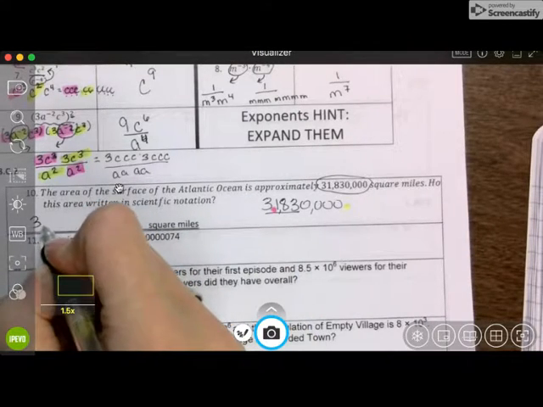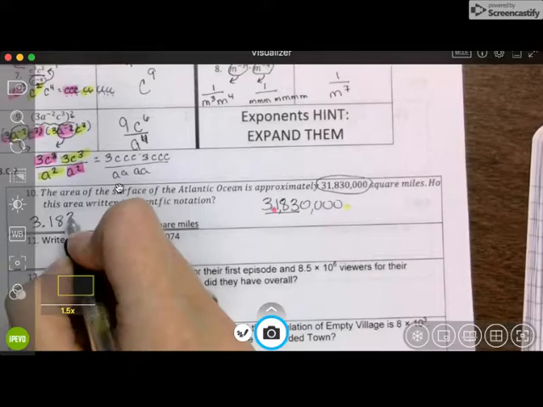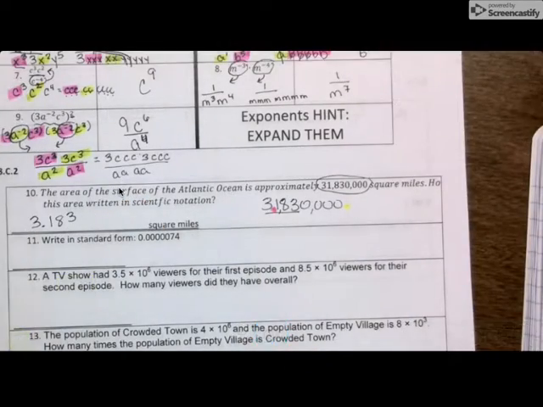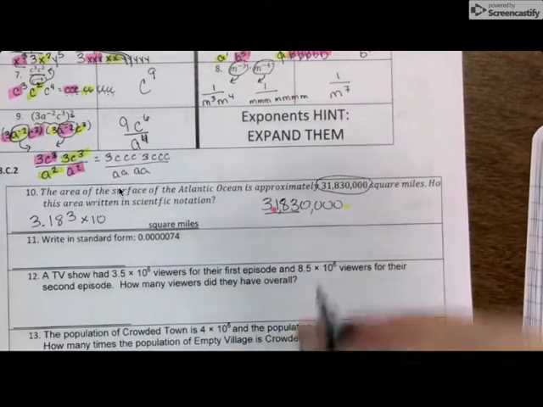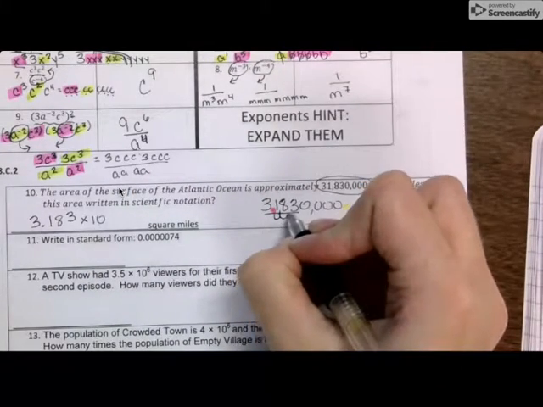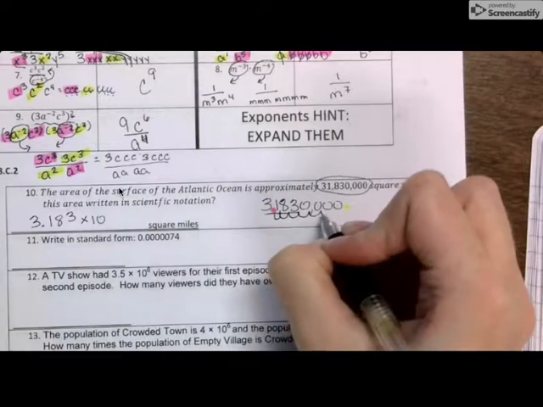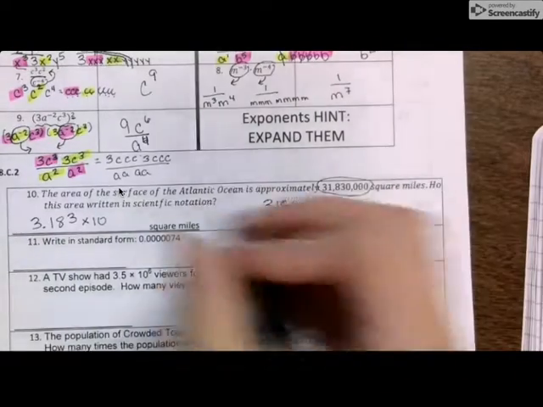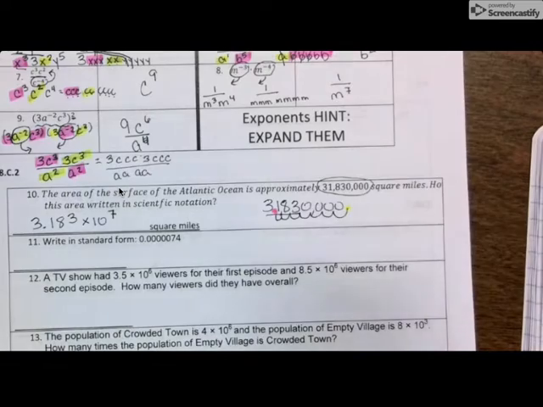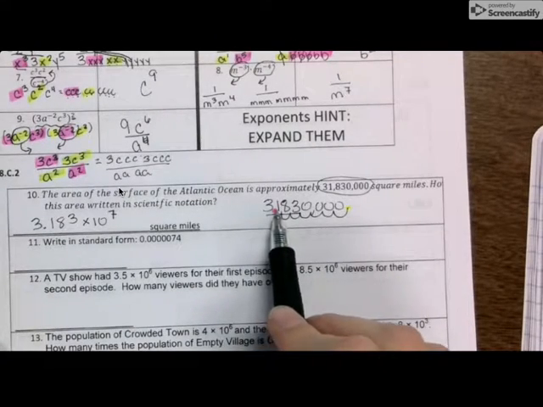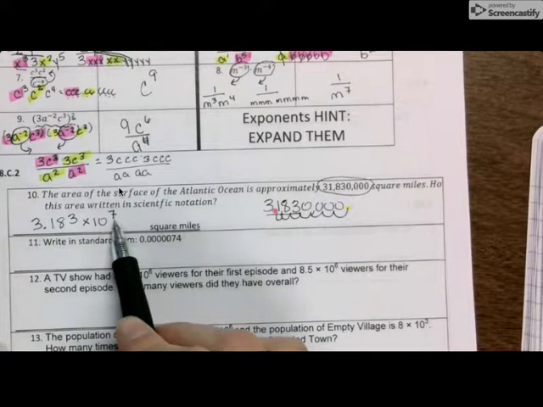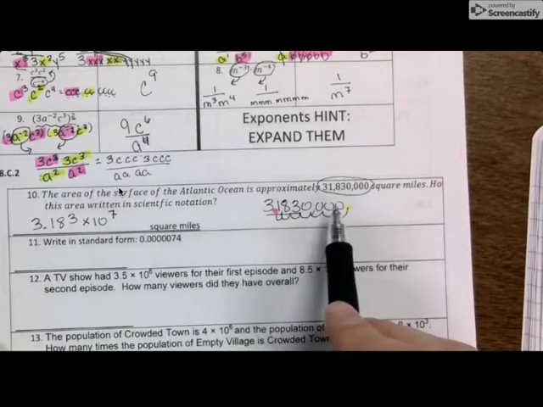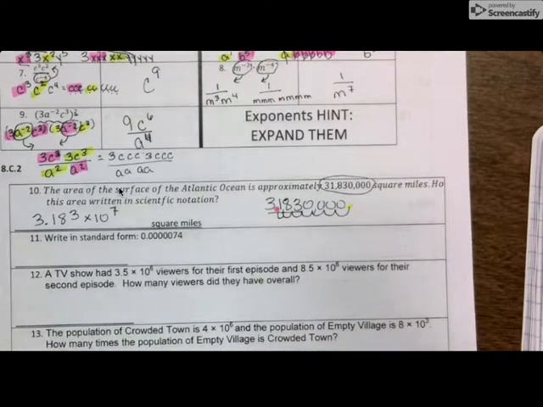So I have 3.183, and this is going to be times 10 because it's always times 10. And now we do our hump. So 1, 2, 3, 4, 5, 6, and 7. From here to here, I go right, so it's positive. From here to here, my number gets bigger, so it is positive.